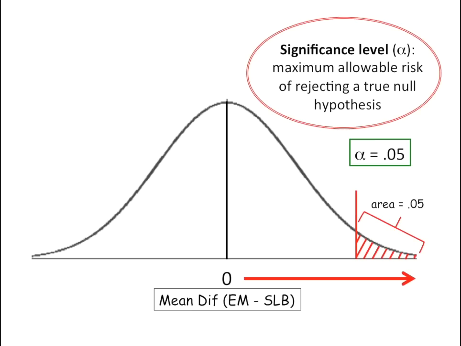0.05 represents the area in the upper tail of this distribution. Mean differences in this region can still occur when the null hypothesis is true, but occur so infrequently that the researchers are willing to say that such results reflect true differences. Therefore, any mean difference that falls in this area will be taken as support for the research hypothesis. That is, the results would be considered statistically significant.